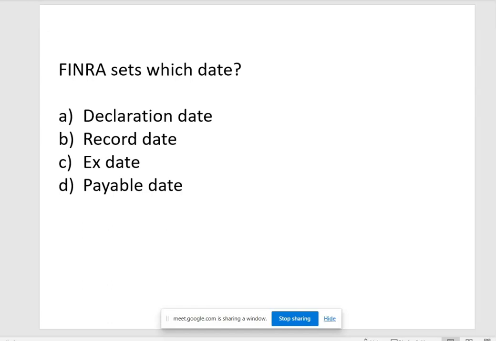So FINRA sets which date? Those are the dates that we know are recognized in the dividend payment process. So which one does FINRA set? They set the ex date, or ex dividend date. Remember, ex means without. So ex dividend means without dividend. Anyone who buys that stock on the ex dividend date or later will not receive the next dividend payment. They're basically too late. Who sets the other 3 dates?